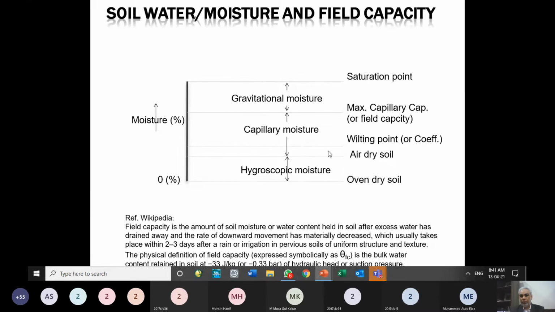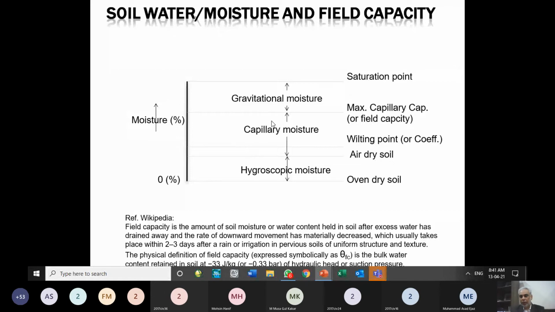Between the oven dry soil and the field capacity, the moisture is considered to be the capillary moisture. And there is a small difference between hygroscopic moisture and the wilting point. Sometimes we take them as the same, sometimes we add 5 to 10% to the hygroscopic moisture and say this is the wilting point. We should not let the soil moisture go below the wilting point, because it will damage the soil yield. It will damage the output of the soil.